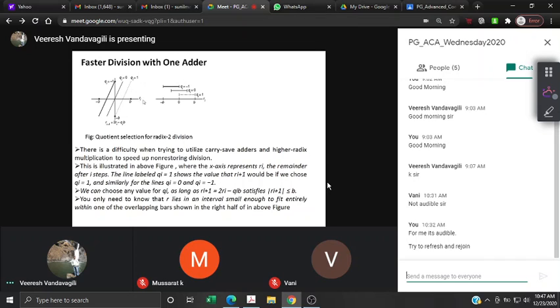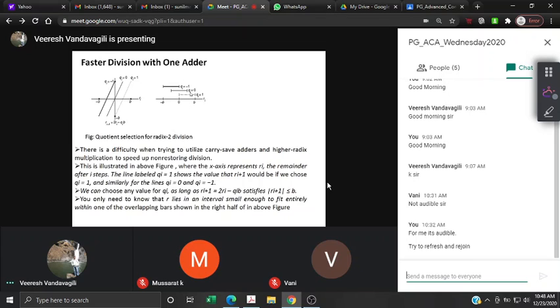So this is the R_i, the remainder value. Then there are q_i equal to 0 and q_i equal to 1. The next remainder, R_(i+1), can be calculated as 2R_i minus q_i times b. That is the next remainder we are calculating here. So the range for the quotient is determined based on the remainder in this manner.